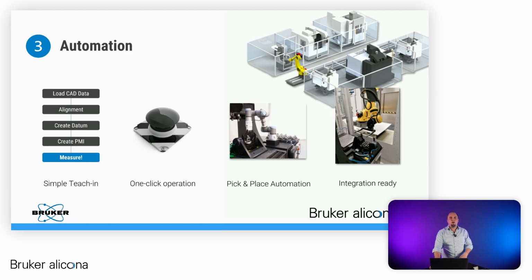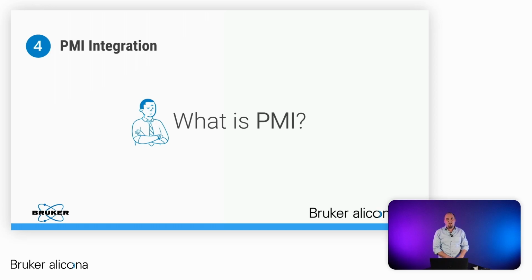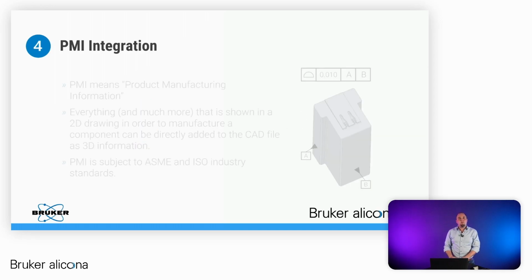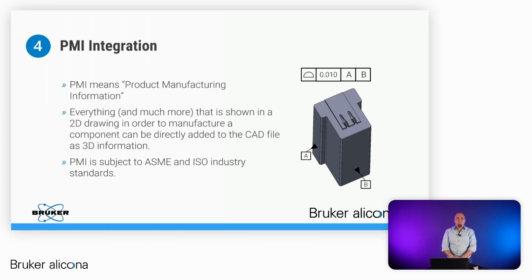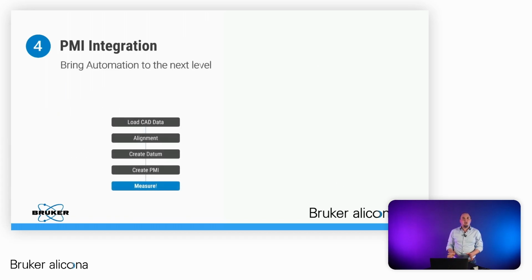But I talked about PMI. Do you know already what a PMI is? PMI means product manufacturing information. Everything and much more of what is shown on a technical drawing is directly added to the CAD file. This gives us a really big advantage in metrology because already the construction side gives us the information what we have to measure. And of course the PMI is subject to ASME and the ISO industry standards. So with a PMI, you bring your automation to the next level.